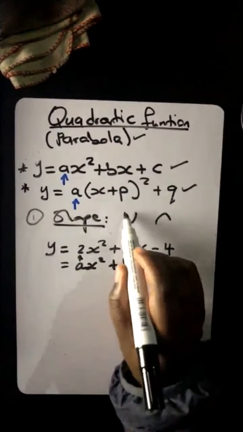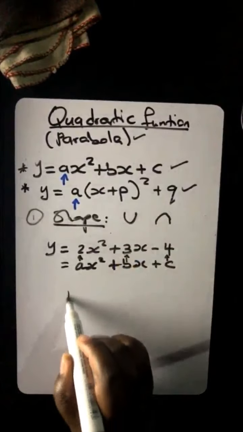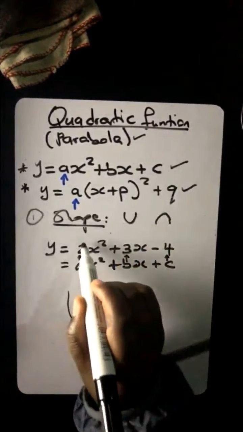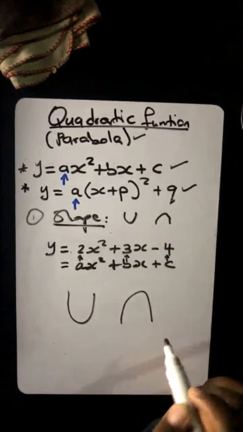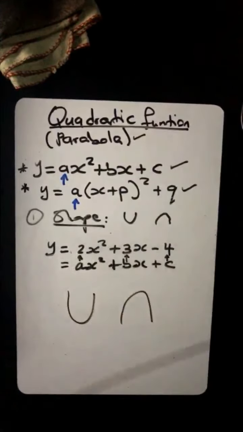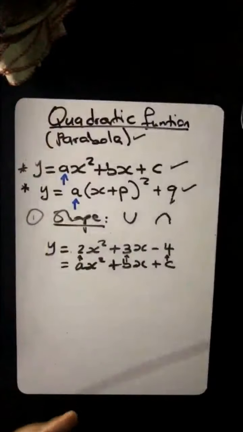But in terms of the shape of the graph, for it to be this type of a graph is determined by that a. So how does that a determine how the graph looks?